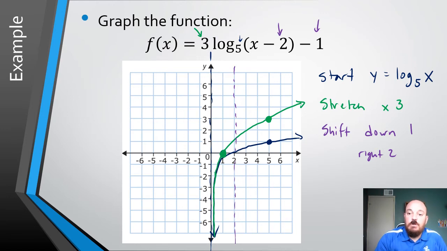And go 2 to the right and down 1. So the first point, 2 to the right, down 1, would end up being here, 3, -1. And the second point, 2 to the right and down 1, would be here at 7, 2. So for your final answer, start from the new asymptote, the purple one, and curve straight through those 2 points, just like that. So the purple one is your final answer.